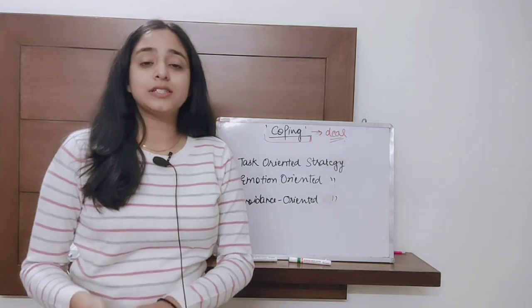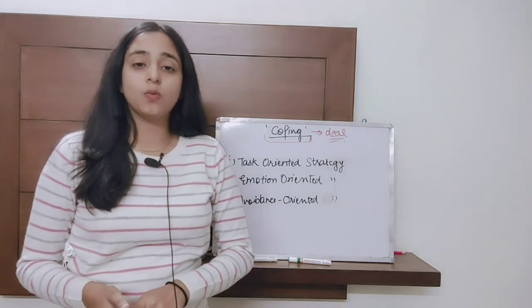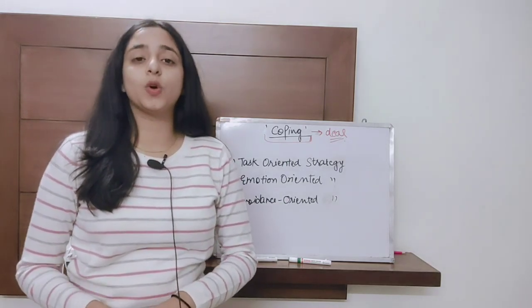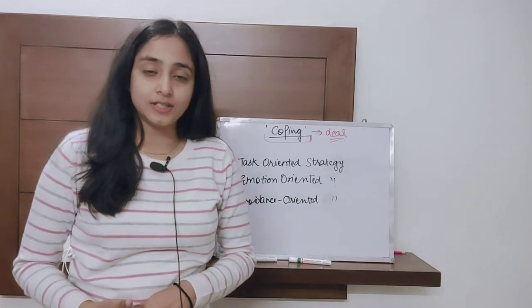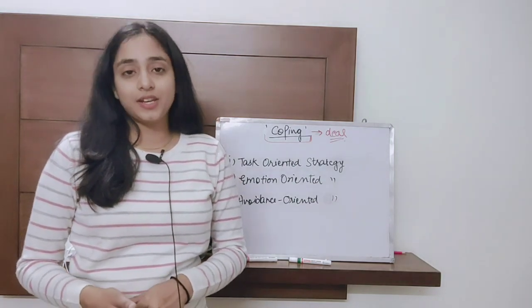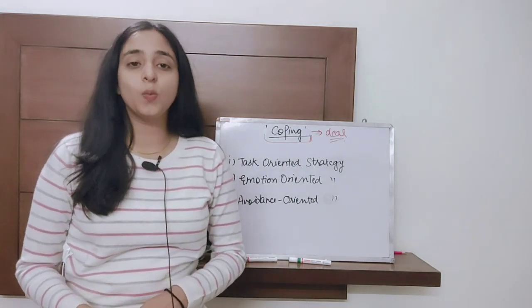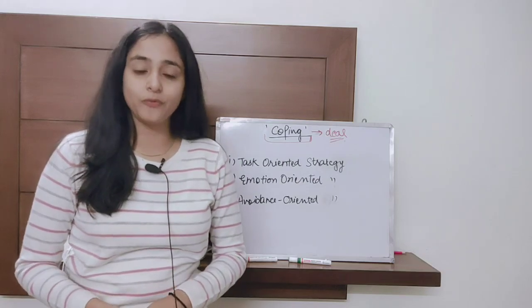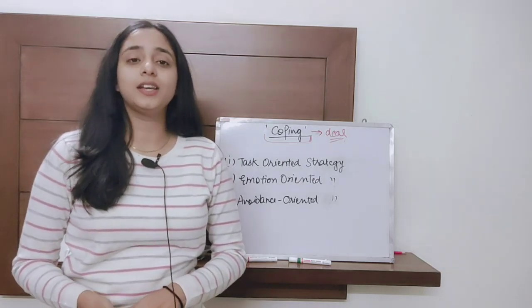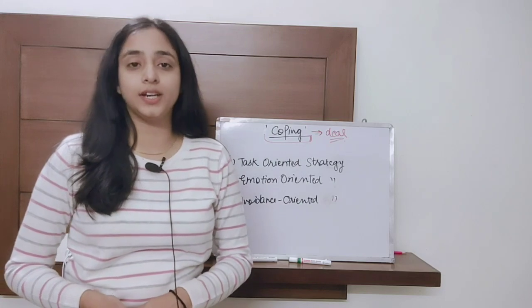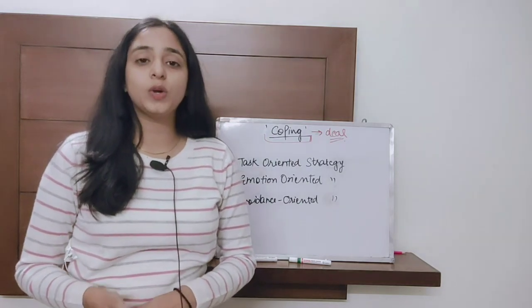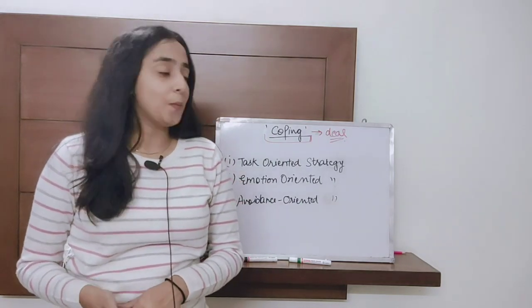Why? Because task-oriented strategy involves rational thinking. It involves making rational decisions. Now, task orientation means that a person will carefully evaluate the problem which is causing the stress, and he or she will try to find alternative solutions without getting emotionally affected.